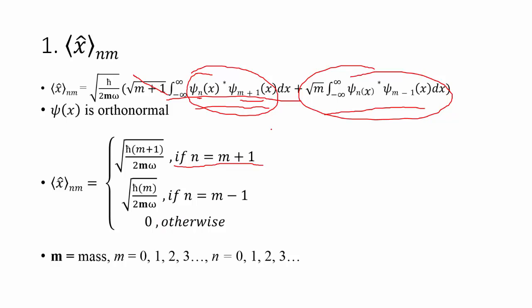And otherwise, none of those two integrals are 1, and so both of them are 0, so the whole function equals 0. Notice here we have mass as a bold case, and the coefficient m in italic from 0, 1, 2, 3 to infinity, and n is also from 0, 1, 2, 3 to infinity. Sorry, m from 0, 1, 2, 3 to infinity.